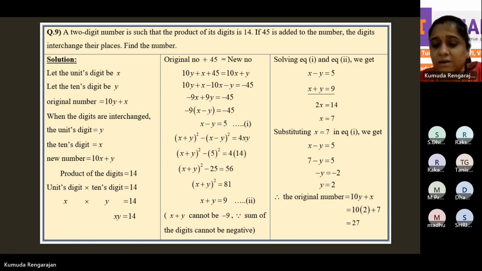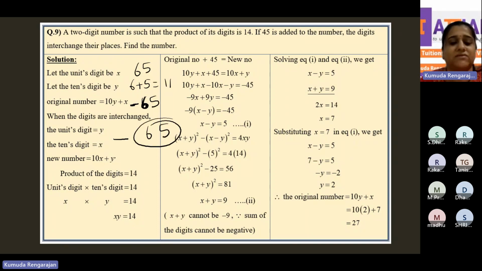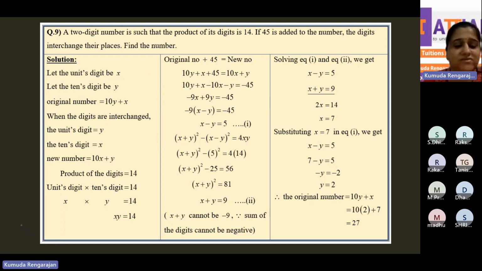Ma'am, that x plus y cannot be minus 9. It's a bit confusing, ma'am. Can you please explain again? Yeah. Sure. Now take any number, like supposing 65. What is the sum of the digits? 6 plus 5, 11. Now, even if you take the number minus 65, the digit 6 is not negative. The number is negative, but the digits are 6 and 5. So 6 plus 5 is 11, which means the sum of the digits cannot be negative. When you add the digits, you cannot get a negative answer.